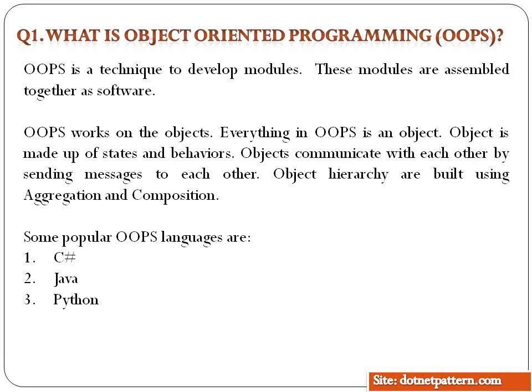Question 1. What is object-oriented programming? OOPS is a technique to develop modules. These modules are assembled together as software. OOPS works on the objects. Everything in OOPS is an object. Object is made up of states and behaviors. Objects communicate with each other by sending messages to each other. Object hierarchy are built using aggregation and composition. Some popular OOPS languages are C#, Java, Python.